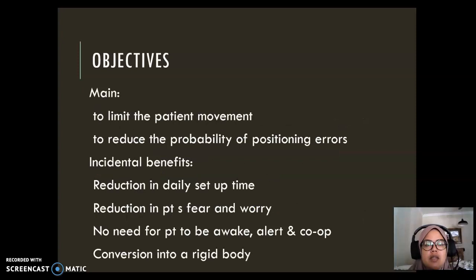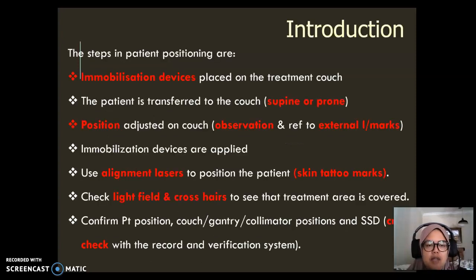Okay. So the main objective of positioning and immobilization is to limit the patient movement. When you limit the patient movement, you reduce the probability of positioning errors, and it helps you do the daily setup, because you need to maintain this position again and again. It also gives assurance to the patients that you know what you are doing, and it helps to produce a more rigid body position.